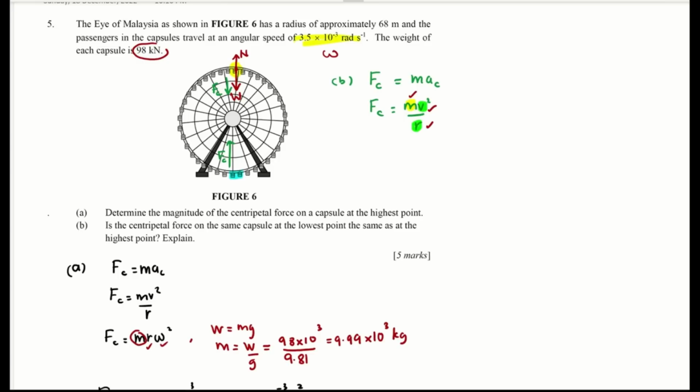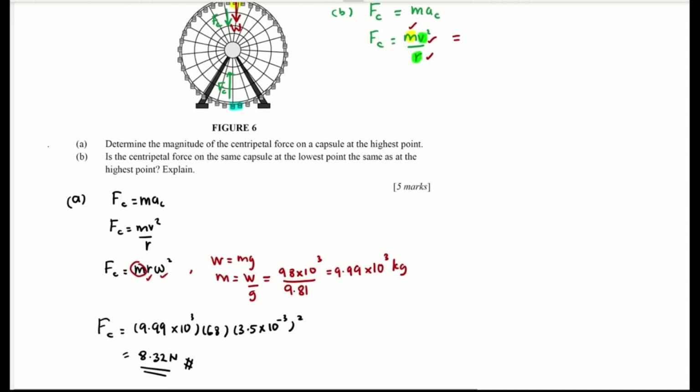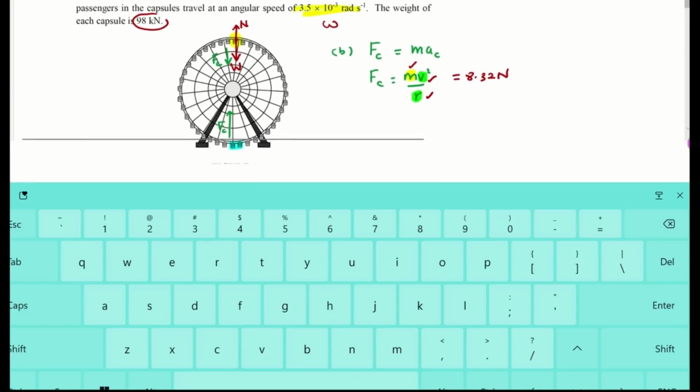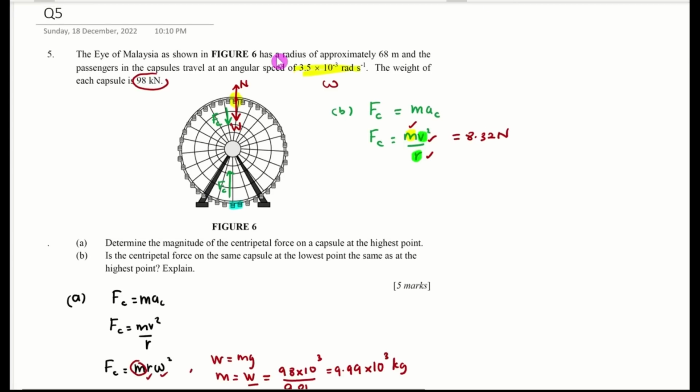Therefore, when we calculate the centripetal force, whether at the top or at the bottom, we will get the same answer, which is 8.32 Newton. The magnitude is the same, but the direction is opposite. You can see here that the direction of the centripetal force at the top is pointing downward, which is toward the center. But at the bottom here, the centripetal force is pointing upward, which is toward the center.